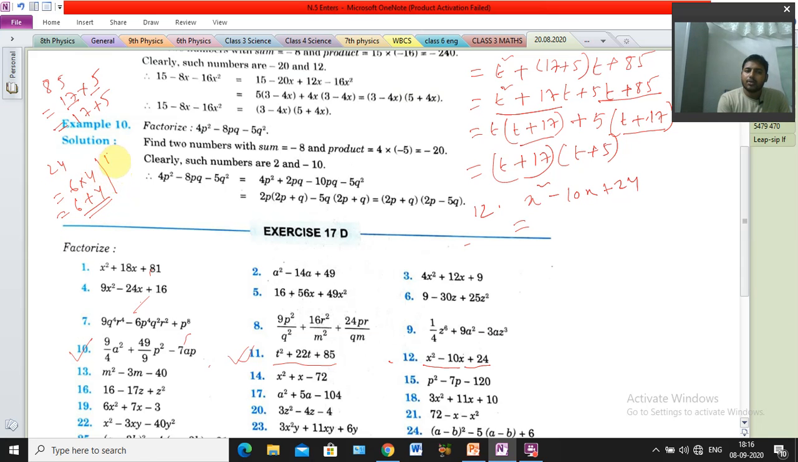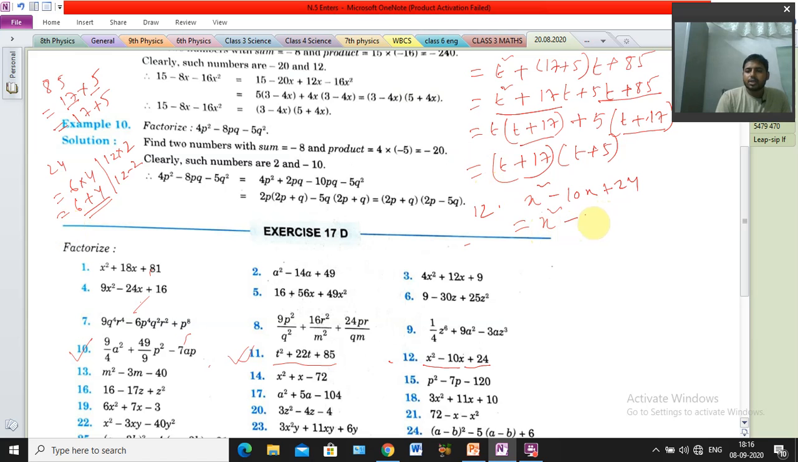This one we can do another way also. 6 into 4 is 24, separately another way also, 12 into 2 is 24, that also we can do. And 12 minus 2 is 10, that also we can get. Either 6 and 4 we can take, otherwise 12 and 2 we can take. Okay, clear?